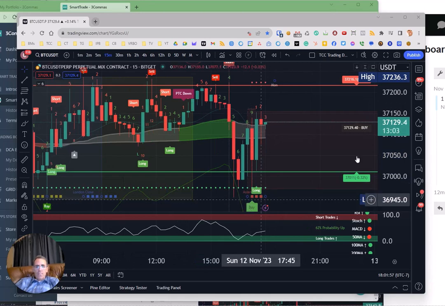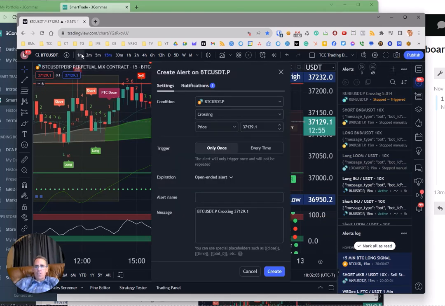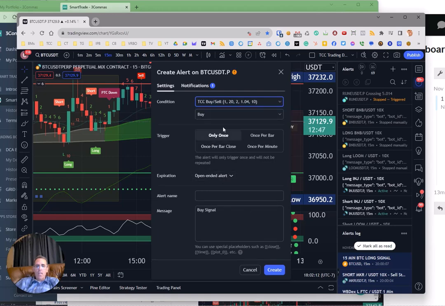So if I wanted to set up a signal on that buy alert here, I'm going to go into my alerts, and then hit create alert. Make sure you're on the right chart and the right time frame. And then I'm going to choose the TCC buy sell indicator. That's really important.